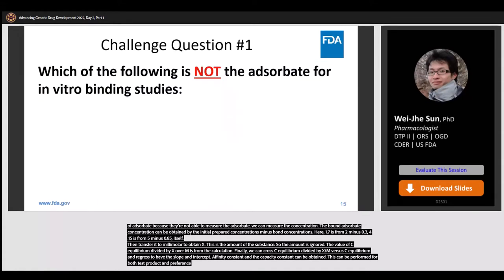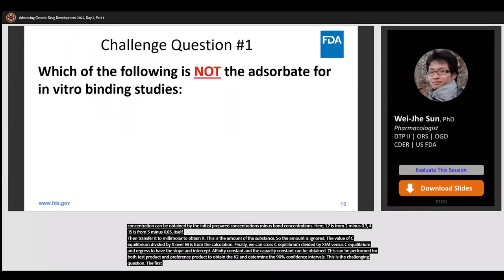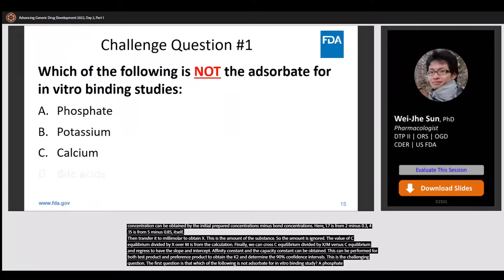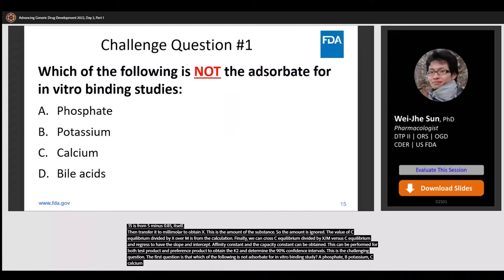This is the challenging question. The first question is, which of the following is not an adsorbate for in vitro binding study? A. Phosphate. B. Potassium. C. Calcium. D. Bile acid. The correct answer is C. Calcium is not an adsorbate for in vitro binding study. Phosphate, potassium, and bile acid are subjects for in vitro binding study.